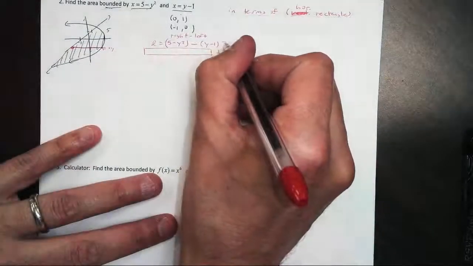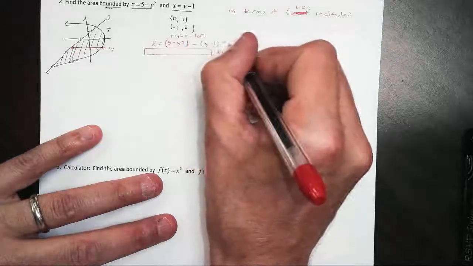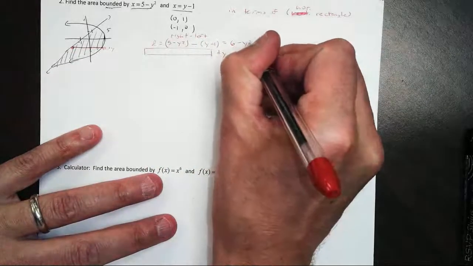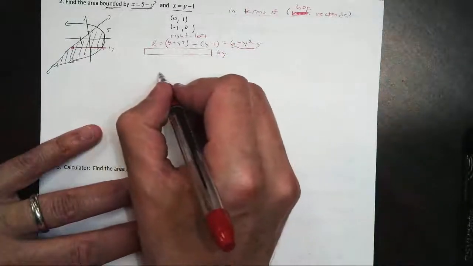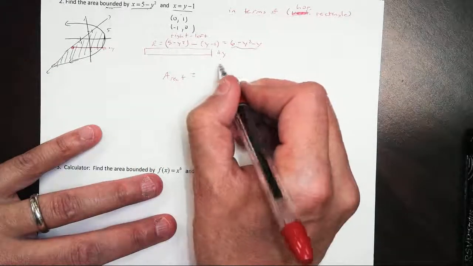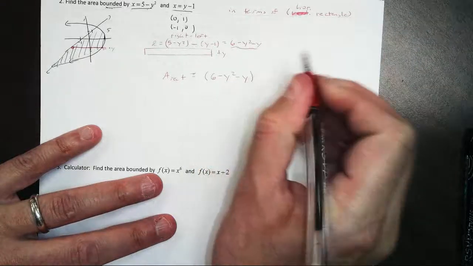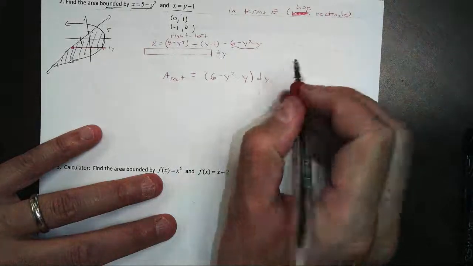Now I can simplify that. And if you do, you just get, what, 5 minus minus 1, or 5 plus 1, I get 6 minus y squared minus y. So if I want to find the area of this one rectangle, it's going to be the length that we just found, 6 minus y squared minus y, times the height of our rectangle, which is dy.